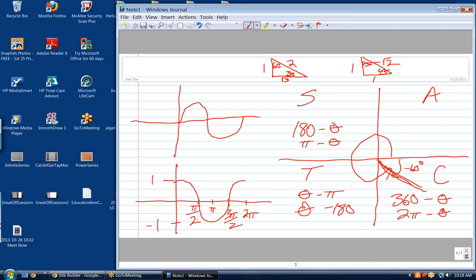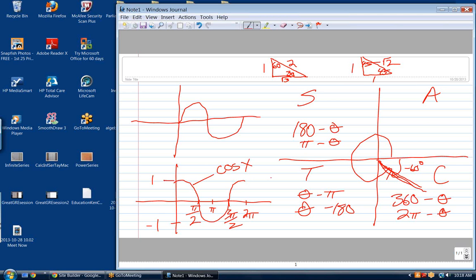Because they go through their key points through these 4 quarters. Cosine starts at 1. In other words, the cosine of 0 is 1. The next key point where it crosses the x-axis is pi over 2. Then it goes down to its lowest point, -1 at pi, back through the x-axis at 3 pi over 2, back to 1 at 2 pi.